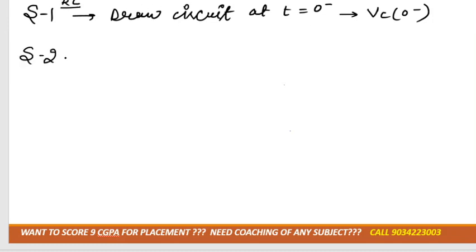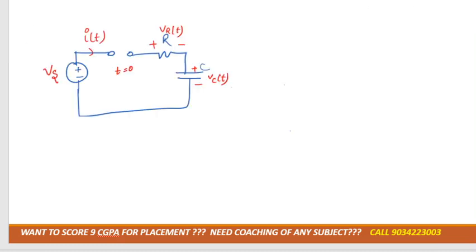Now for step number 2, we need to draw the circuit at t equal to 0+, right? In this case, the switch is closed. So will current flow or not? Now you have to apply KVL for this particular mesh. Can you tell me the KVL equation?